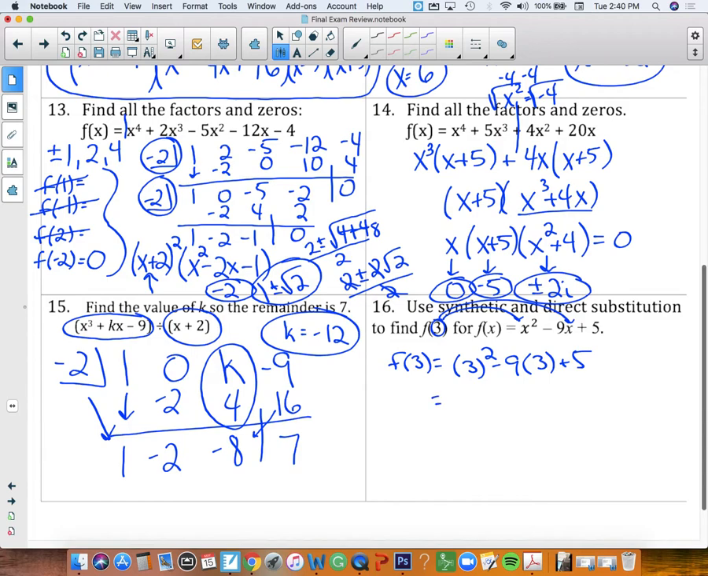So let's kind of simplify this a little bit. 3 squared is 9. 9 times 3 is 27. Plus 5, and then we just simply add the numbers. So 9 minus 27, that's a negative 18. Plus 5, negative 13. f of 3 is negative 13. Okay? Let's do one more page on this video.